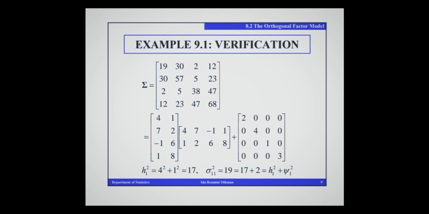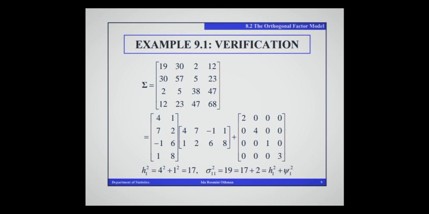Okay, let's say we have the big sigma kat sini, which is the variance covariance matrix for X. So from here we can see that we have 4X. Betul tak? We have 4X. 19 ni, 19, 57, 38, 68. All of this adalah variance for X. Dan 30, all the other element adalah covariance between X. Kan?